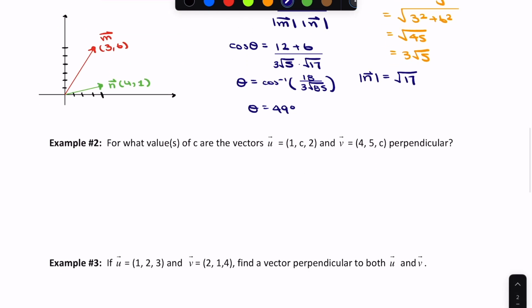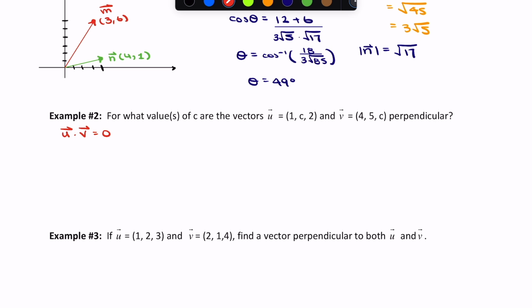Example 2 says, for what values of c are the vectors vector u is equal to 1, c, and 2, and vector v is equal to 4, 5, and c perpendicular? So here we know that if it's perpendicular, the dot product of vector u and vector v, when you multiply those together, will be equal to 0. So here we get 4 plus 5c plus 2c is equal to 0. 7c is equal to negative 4, and therefore c has to be equal to negative 4 over 7. Again, for the values of c for these two vectors to be perpendicular.